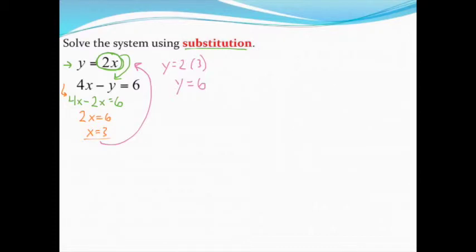But remember, what we're doing is we're actually finding a coordinate. So what I'd ideally like you to do is write that answer as an ordered pair. x is always first, no matter what order you found the variables in, and y is always second. So (3, 6) should be the solution to that system.